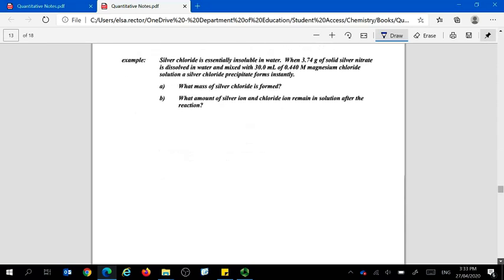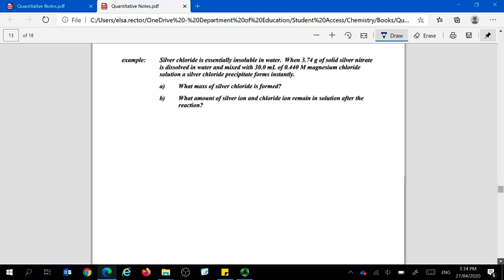Silver chloride is insoluble. When 3.74 grams of solid silver nitrate is dissolved in water and mixed with 30 ml of 0.44 molar magnesium chloride, a silver chloride precipitate forms. So what mass of silver chloride precipitate is formed? There's quite a lot to work out before we can answer that question. The first thing that we always do is to write a balanced equation so that we know the ratios.